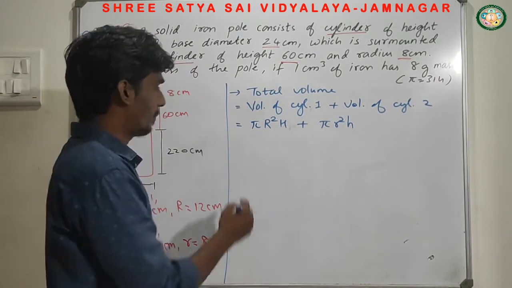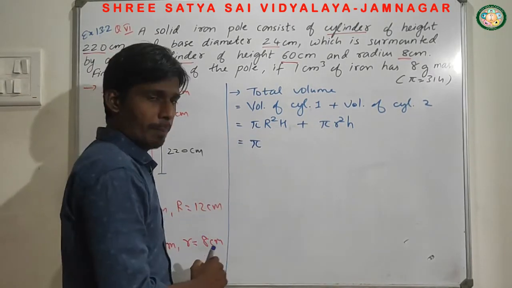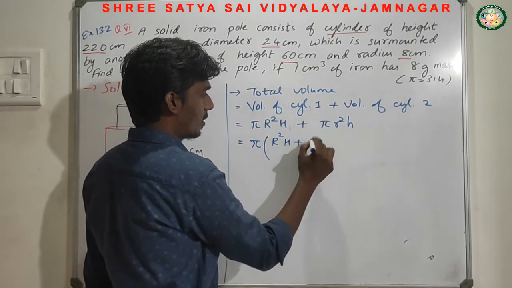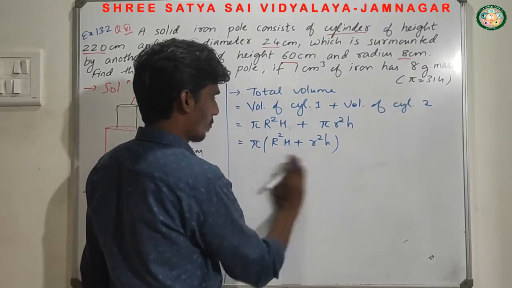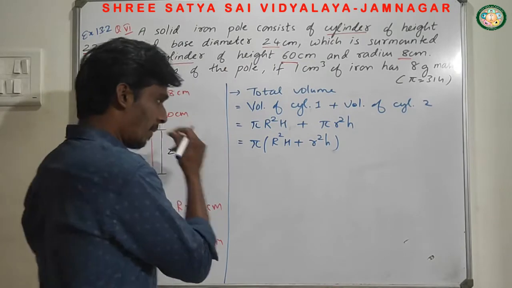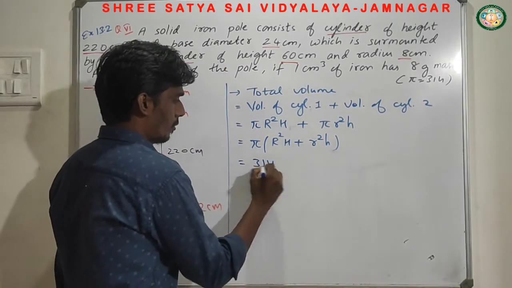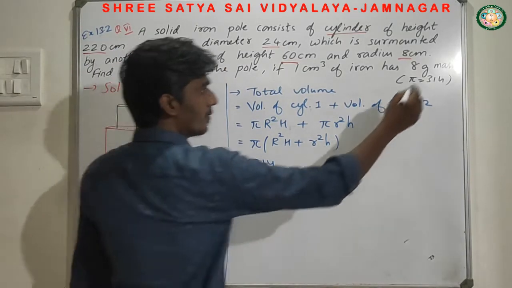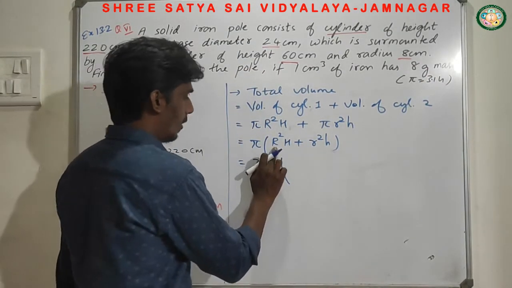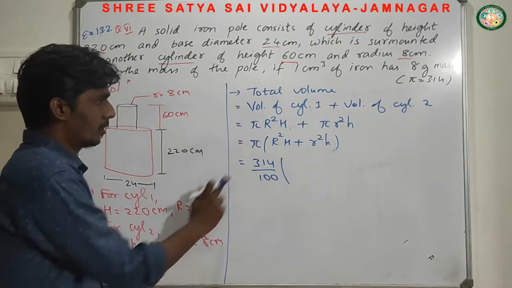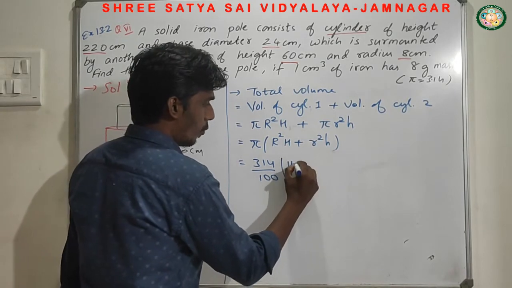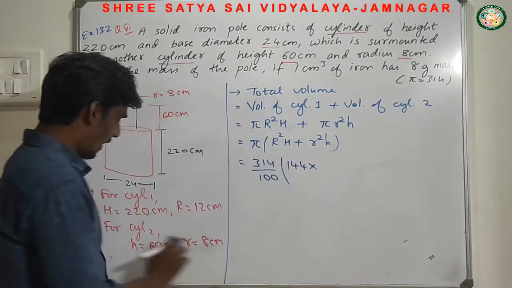Now what is common between them? Definitely pi is common. Pi times R square H plus r square h. Now here pi is equal to what? 3.14, so replace the value: 314 upon 100 is 3.14. Now what is capital R? Capital R is 12. Now what is R square? 12 square is 144. We can write here 144 into height. What is the height of this?